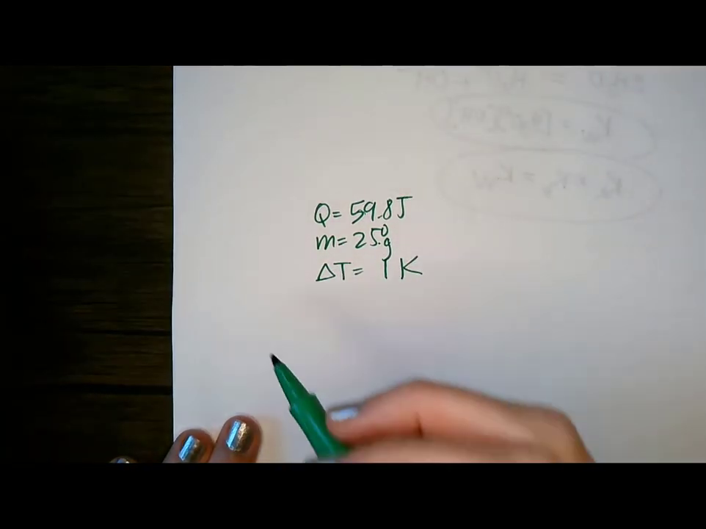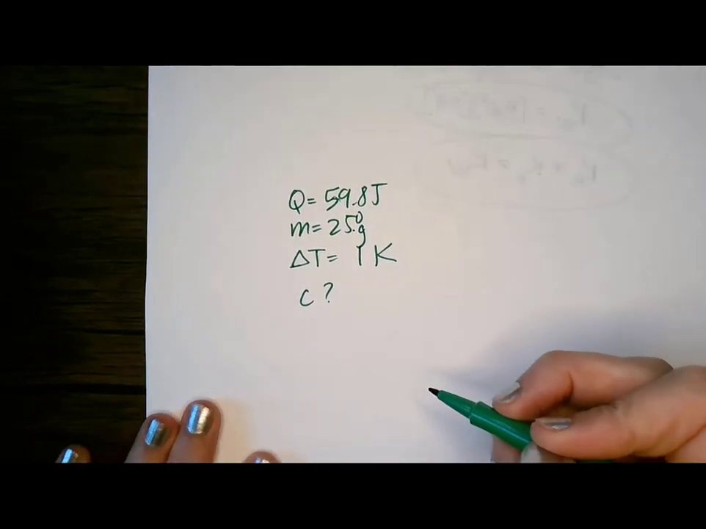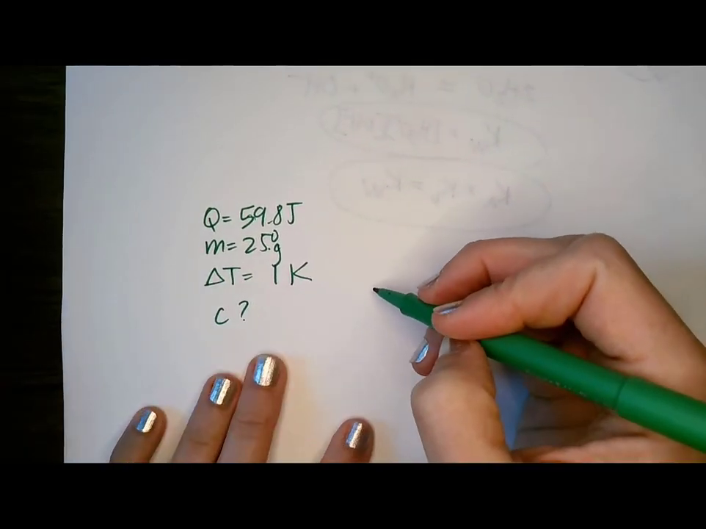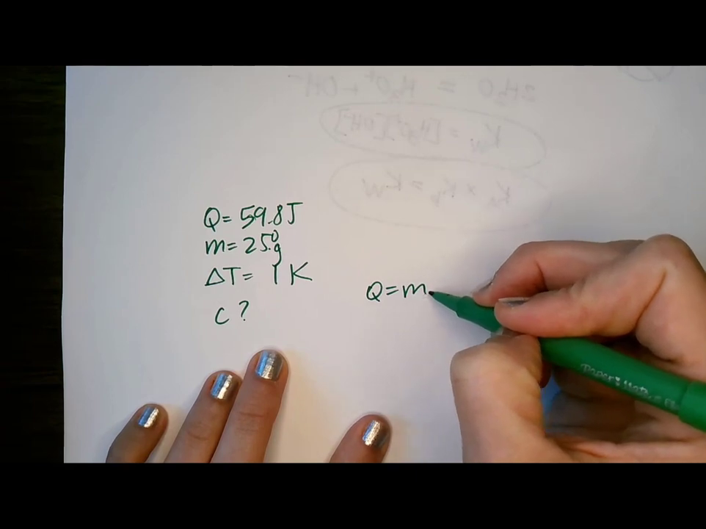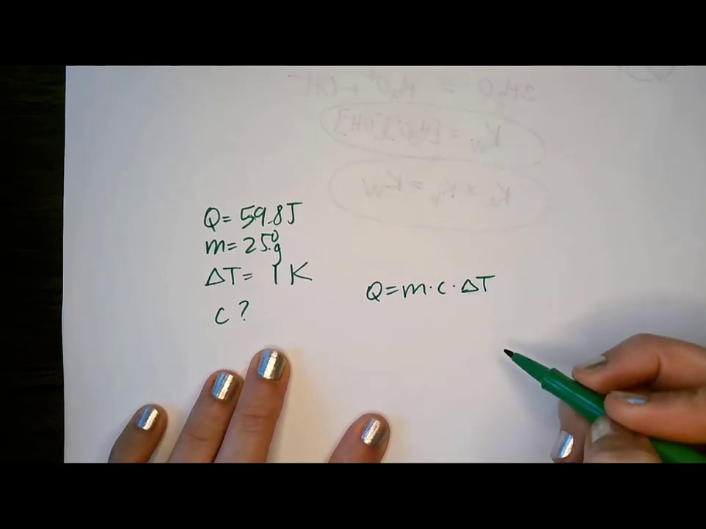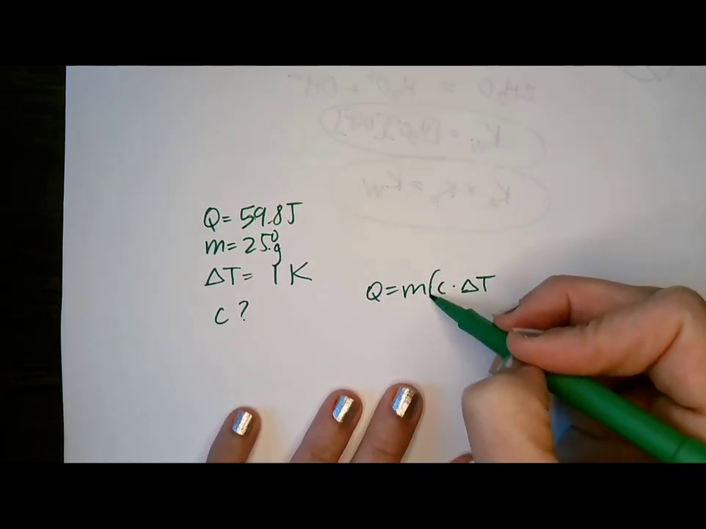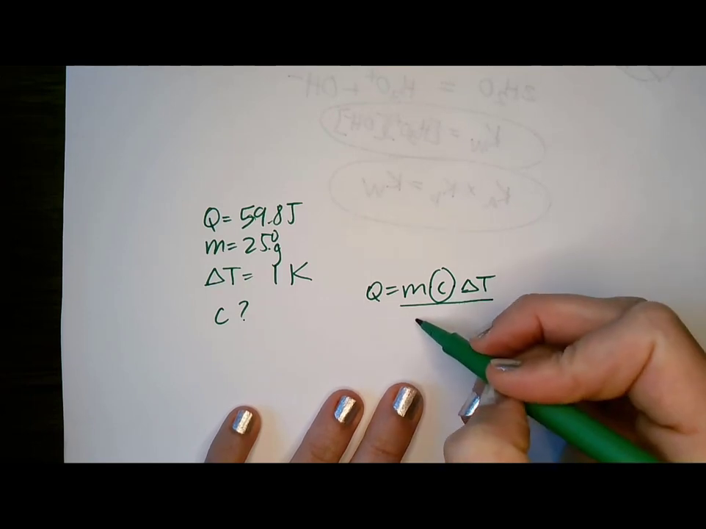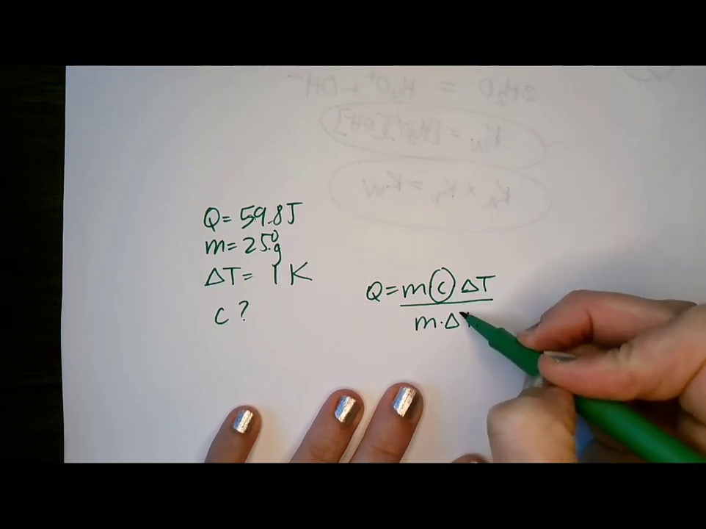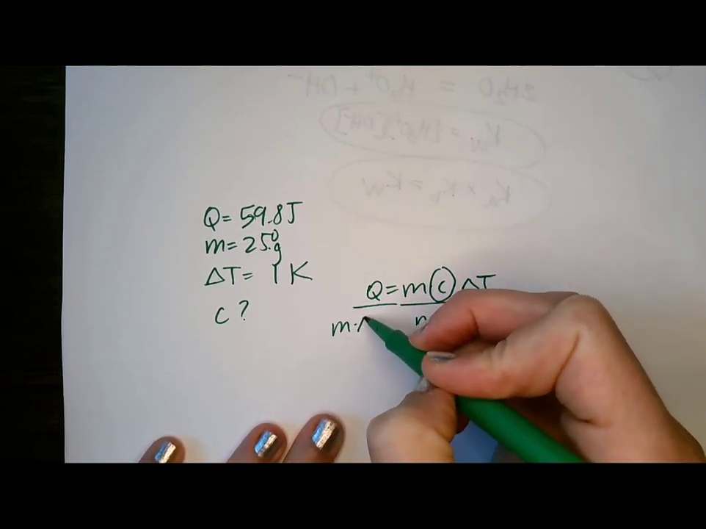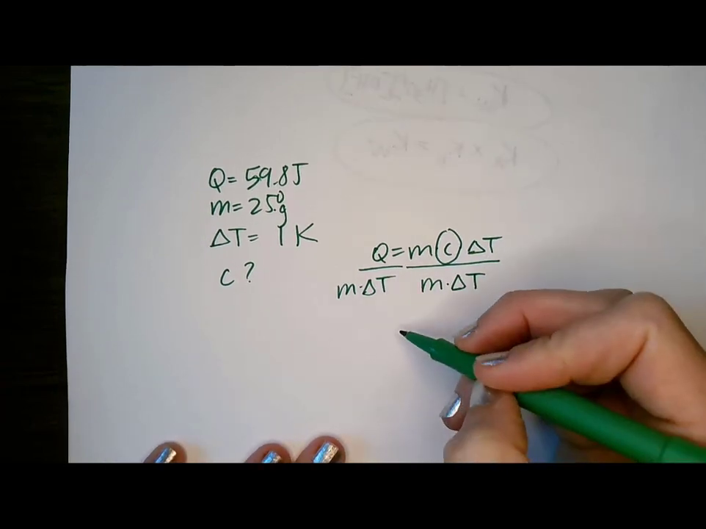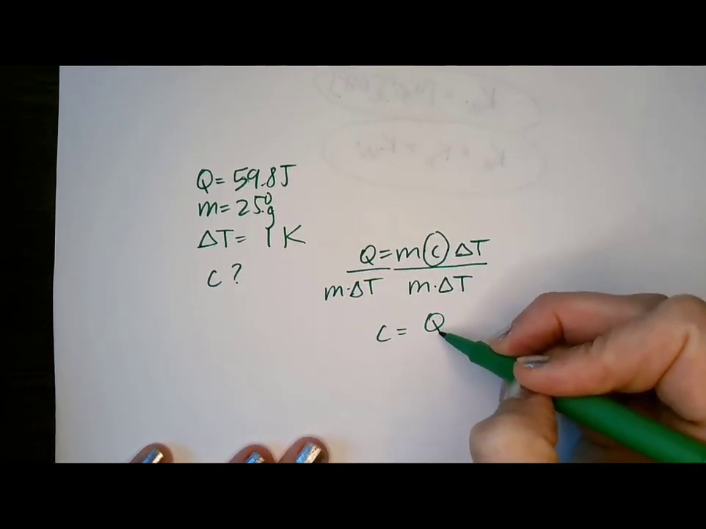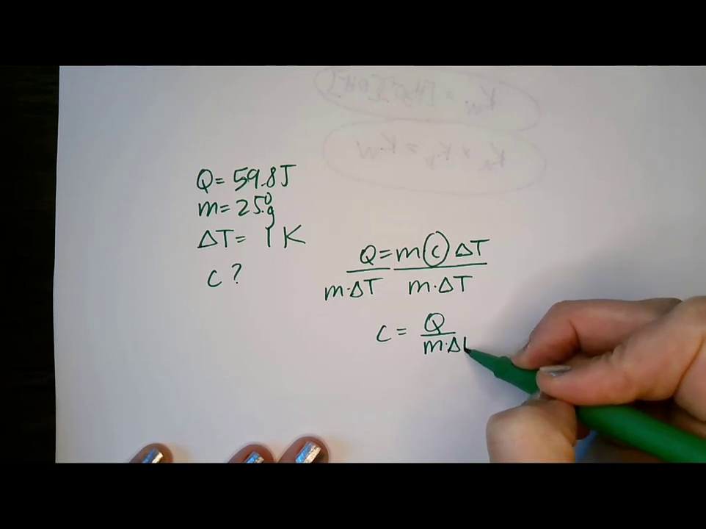Calculate the specific heat. So this time we need to find C. So let's plug in our Q equals M times C times delta T. You can do one of two things. If you want to say, hey, how do I solve for C? Then we're going to divide both sides by whatever mass times delta T was. So we can say C is equal to Q divided by M times delta T.